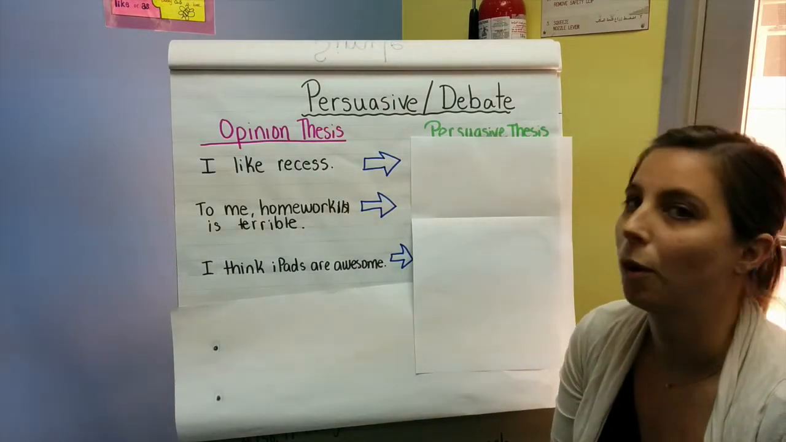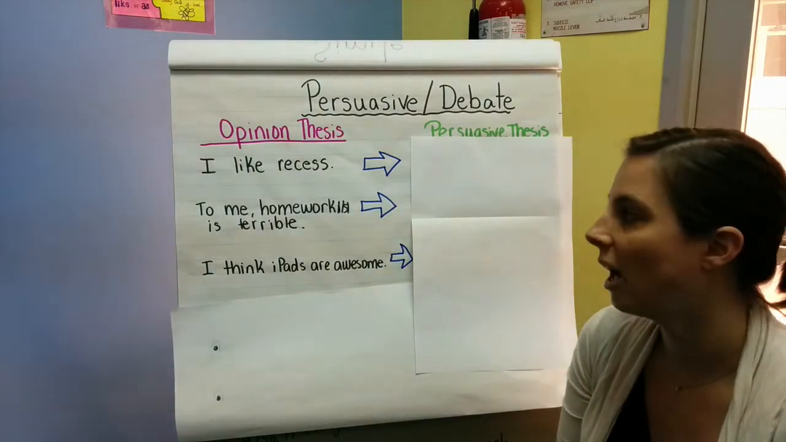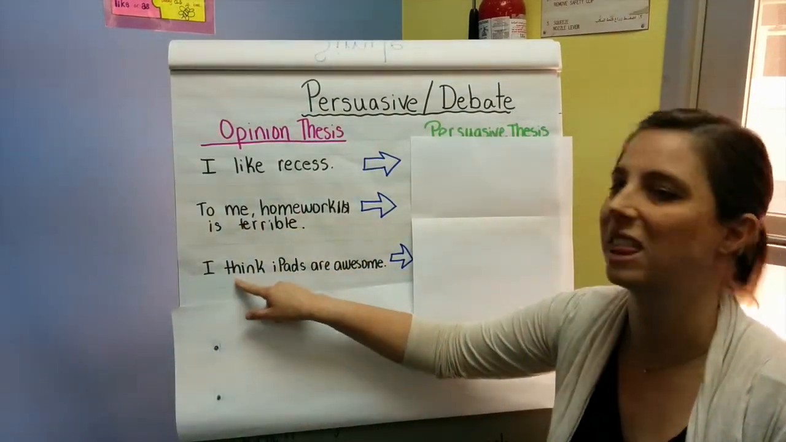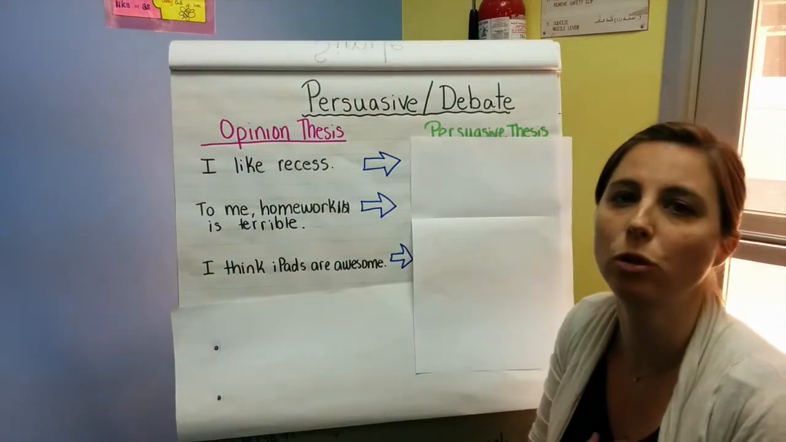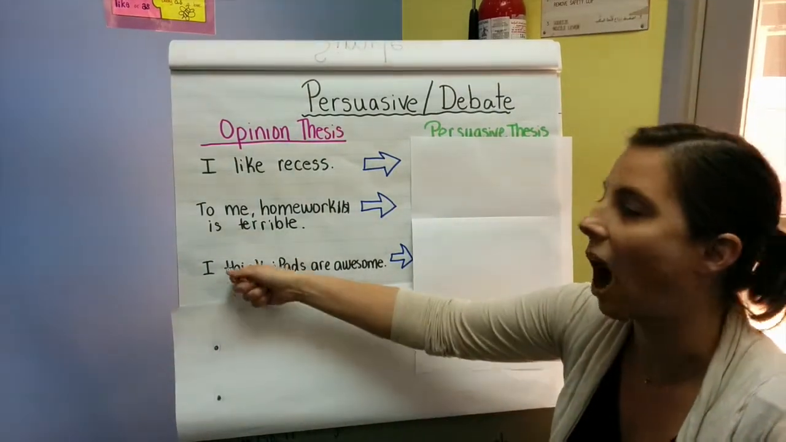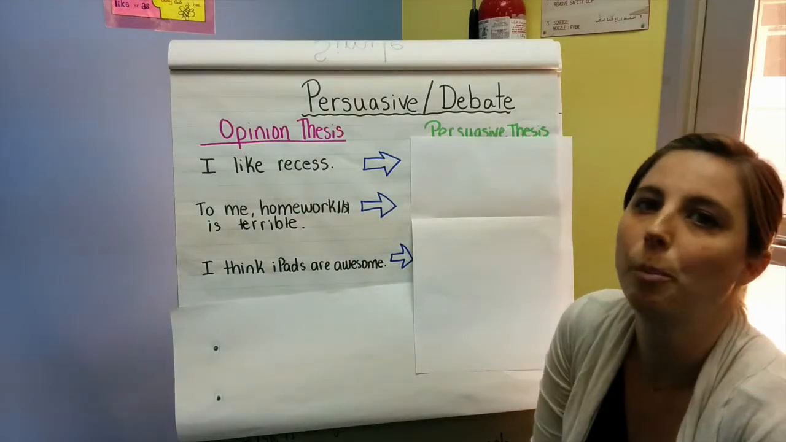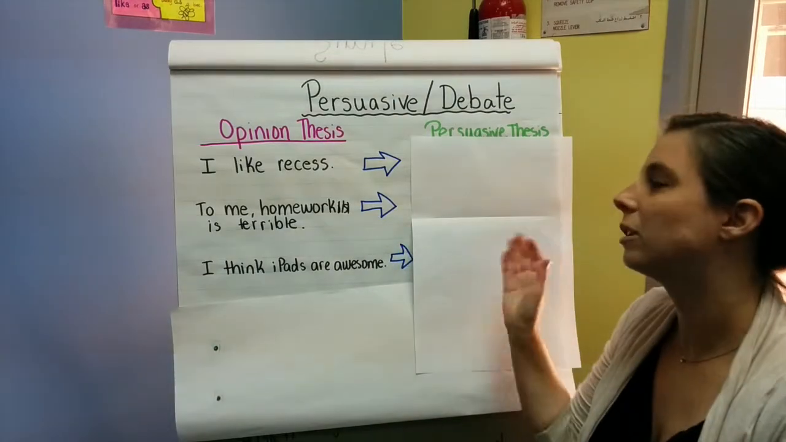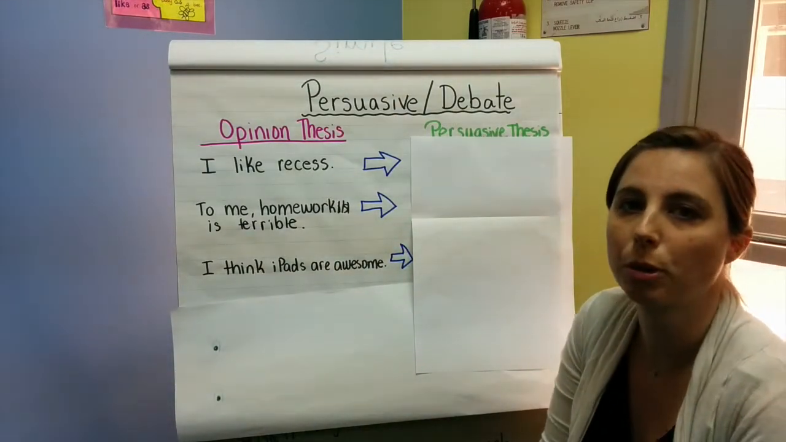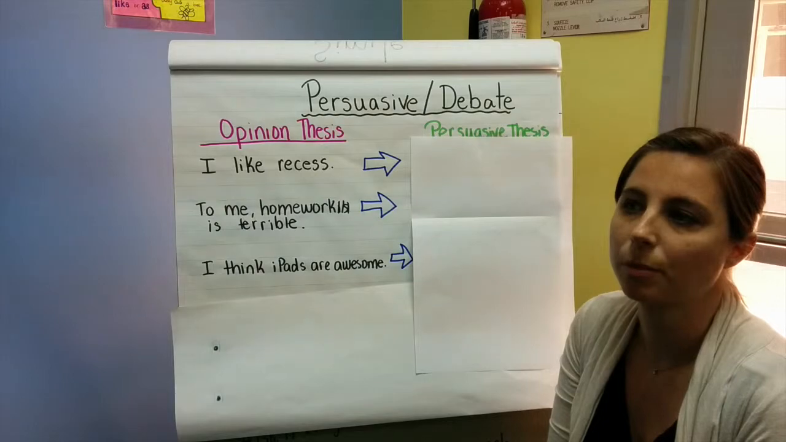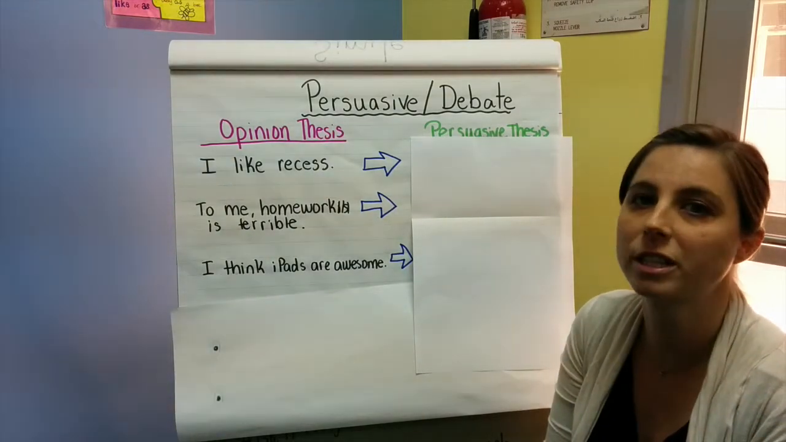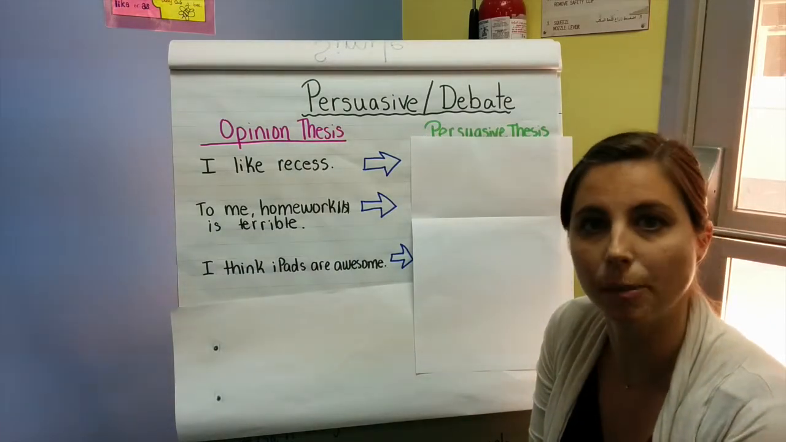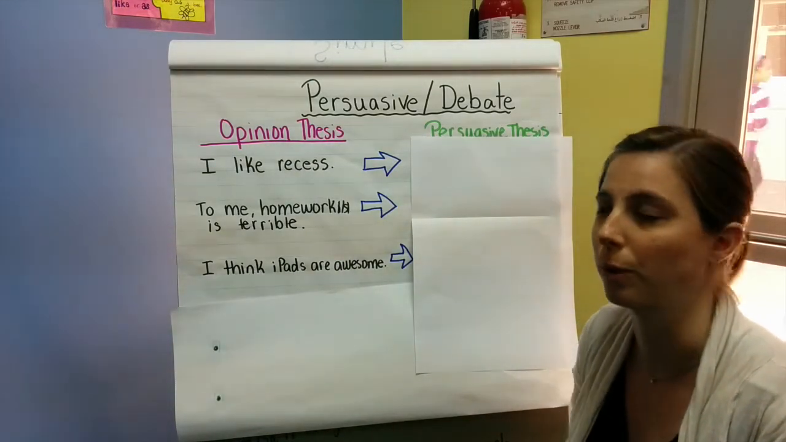These are all examples of opinion theses because they include the words I, to me, or I think. And whenever you're talking about your opinion of something and you put an I or a me in there, it makes it an opinion thesis. And that's what we worked on in our last essay. Now we're going to try and change it to something that's persuasive. When you're writing about something persuasive, you're trying to not just tell your opinion, but tell why your opinion is the best one, and you're trying to get other people to agree with it.